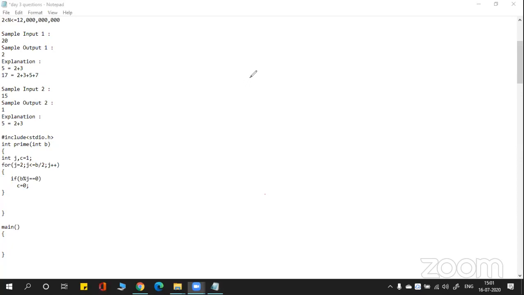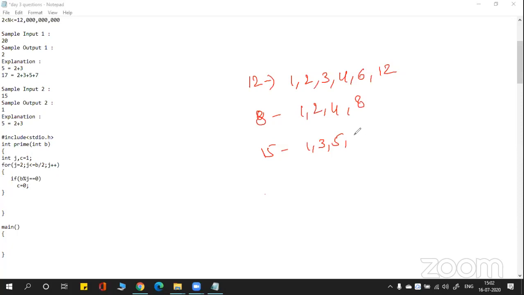If I take a number, 12, can you tell me what the factors are? 1, 2, 3, 4, 6 and 12. If I take the number 8: 1, 2, 4 and 8. Even if I take an odd number, let it be 15: 1, 3, 5, 15. That's it, only 4 factors, right?